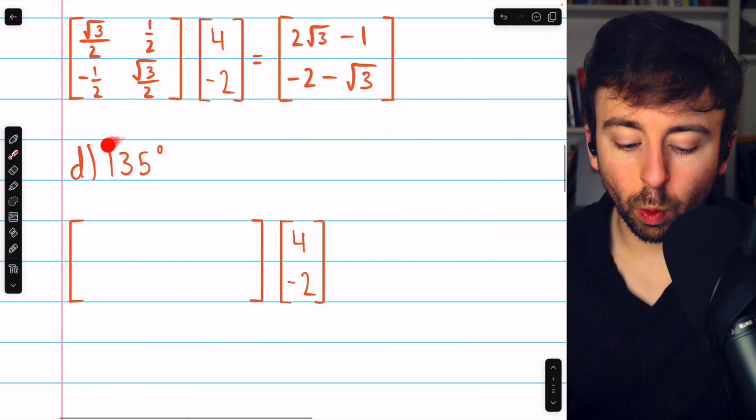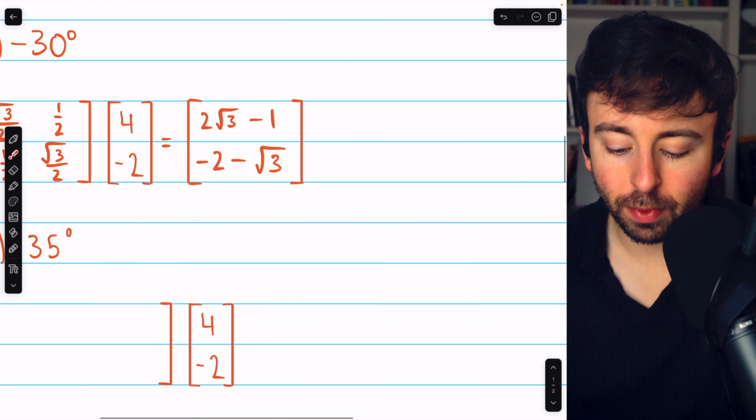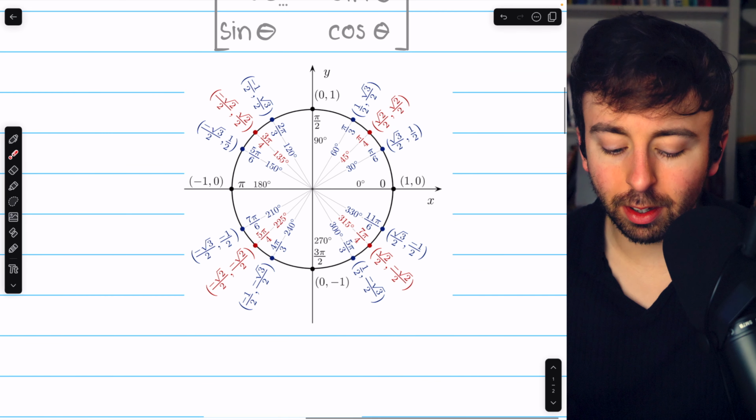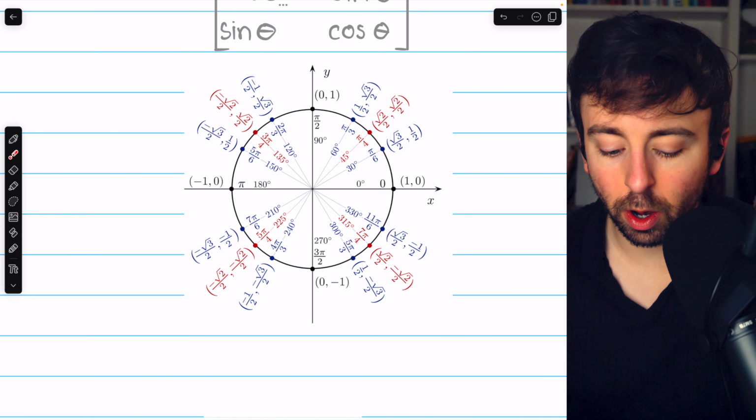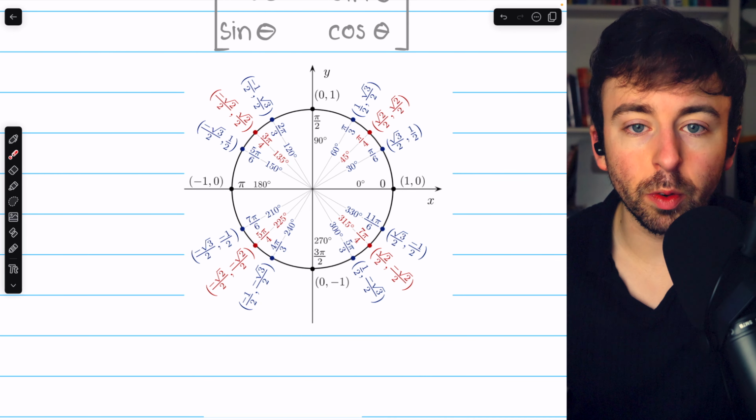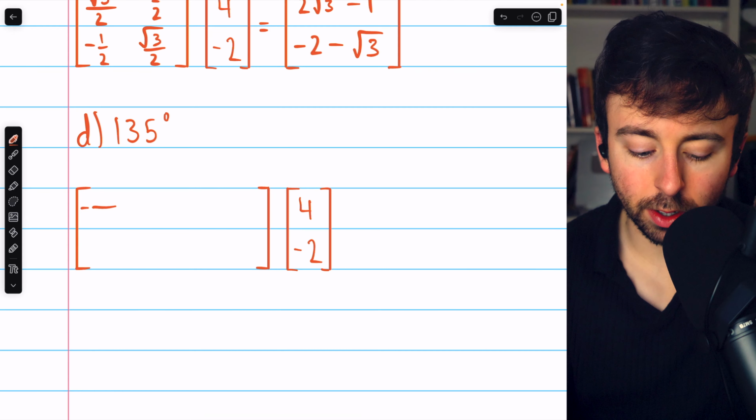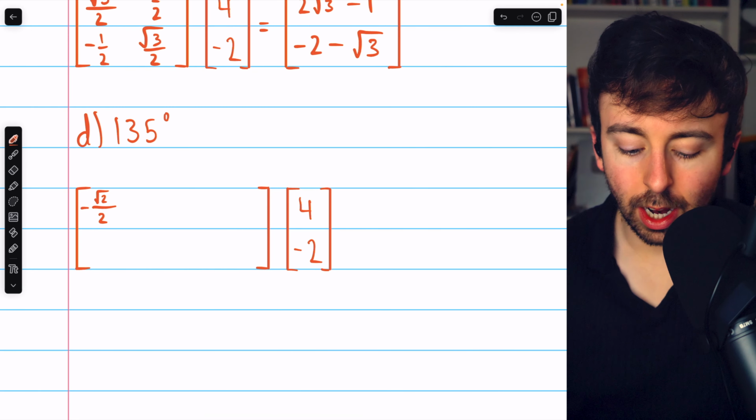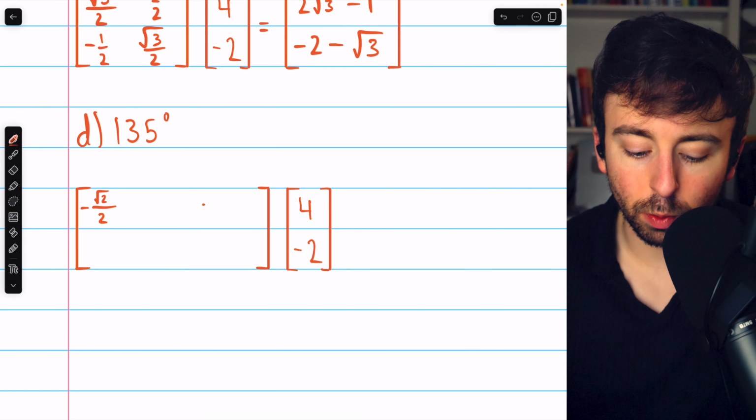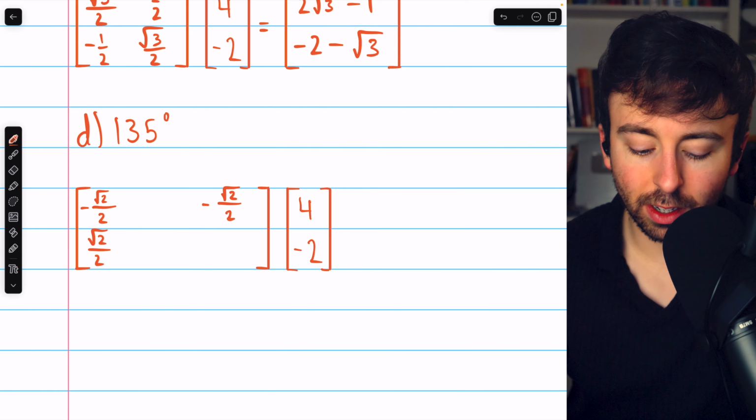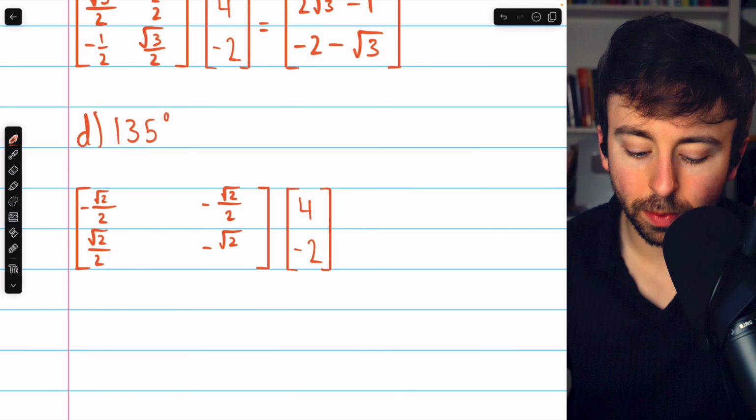Finally, a rotation of 135 degrees. Coming up to the unit circle once more, 135 degrees is right here at 3 pi over 4. So cosine is -√2/2, and sine is √2/2. So filling in the standard matrix, we have cosine, which is -√2/2, and then we have negative sine, which will be -√2/2, and then we have sine, which is √2/2, and then cosine, which is -√2/2.